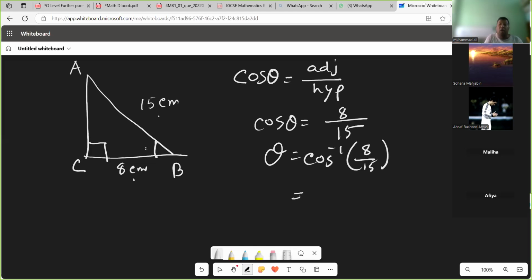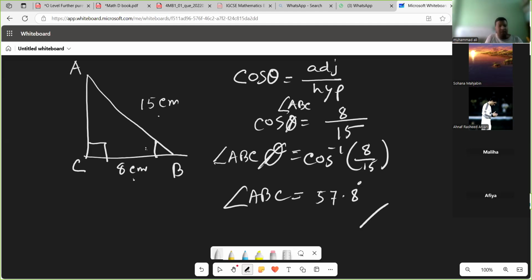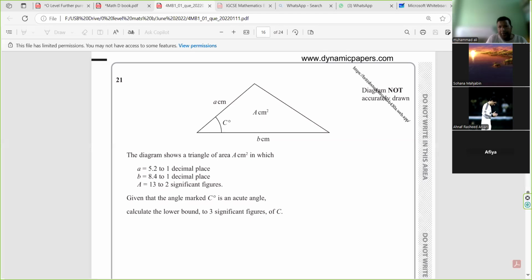Keep in mind your calculator must be in degree mode. So angle ABC equals 57.80. This is the answer. Okay, so Hannah, is it okay? Yes, sir. Everybody take this picture. This maths is very important.